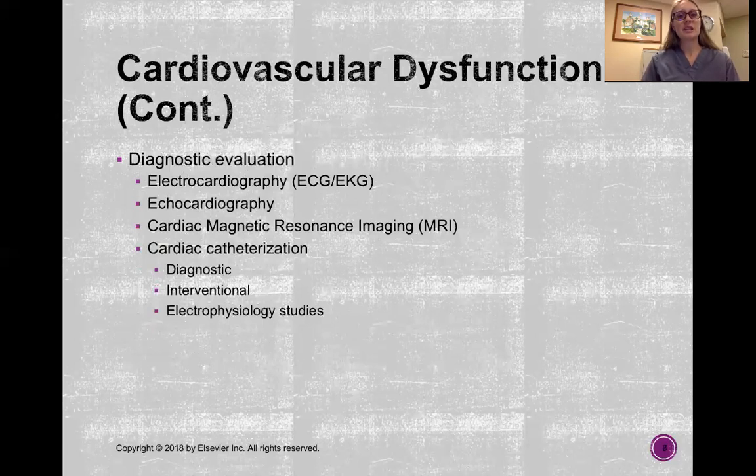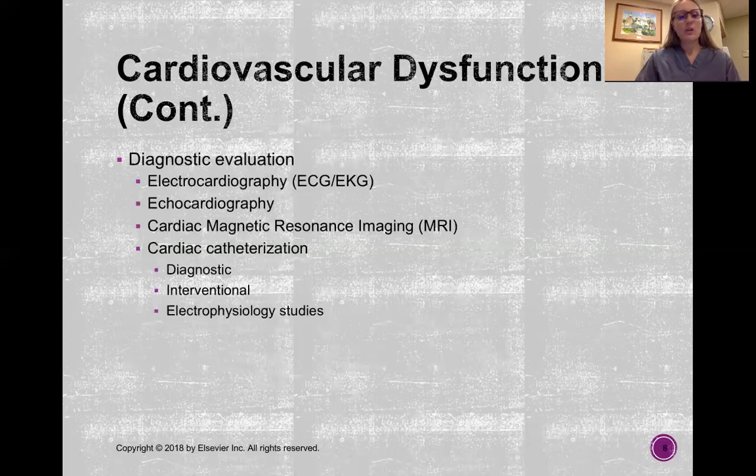So how is the doctor going to diagnose the actual dysfunction that's occurring? We're going to do some tests. We're going to do an ECG, EKG, which is going to test the electrical activity of the heart. The echocardiogram gives us a visual image of the heart. And then the MRI gives us a more detailed image than the echo does.